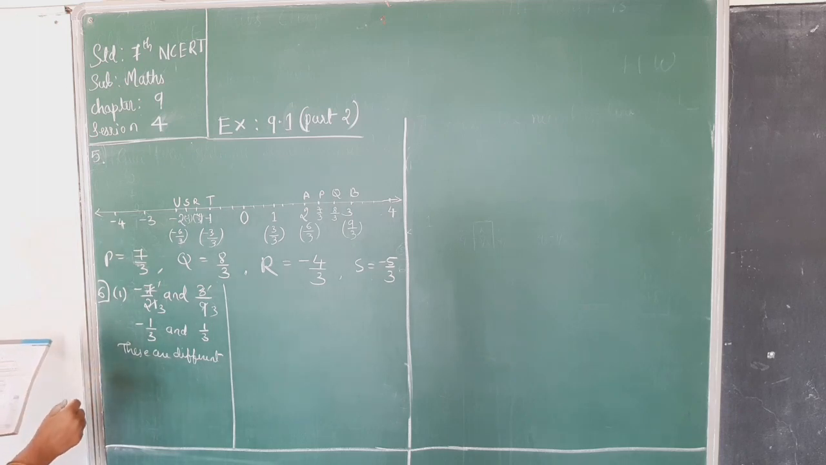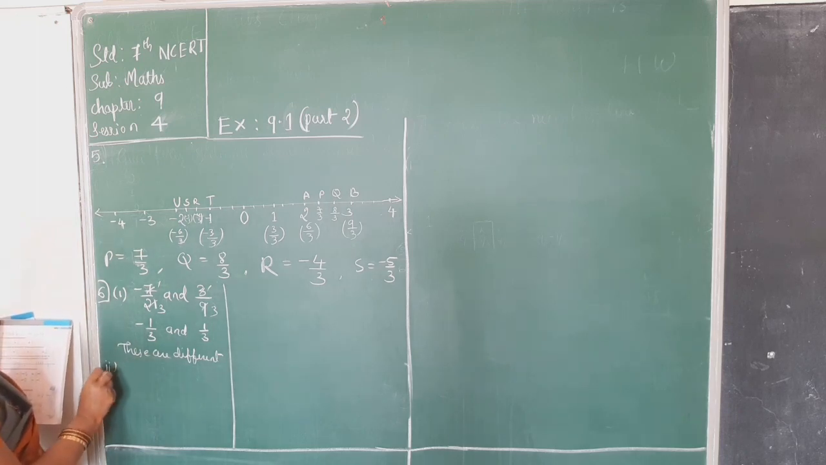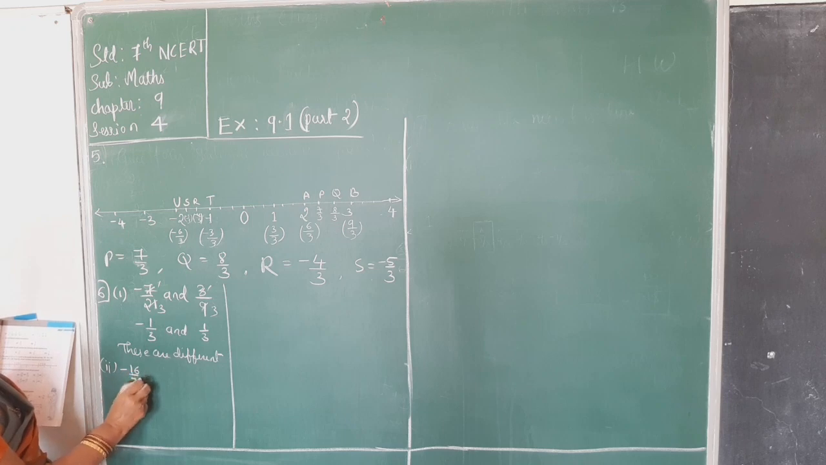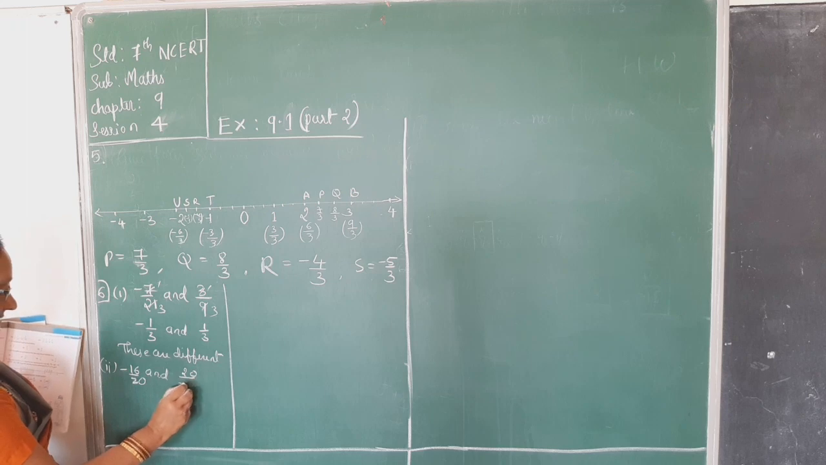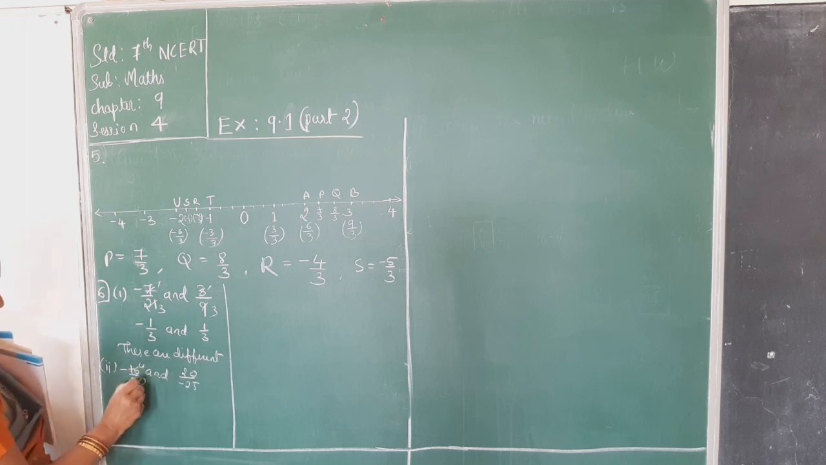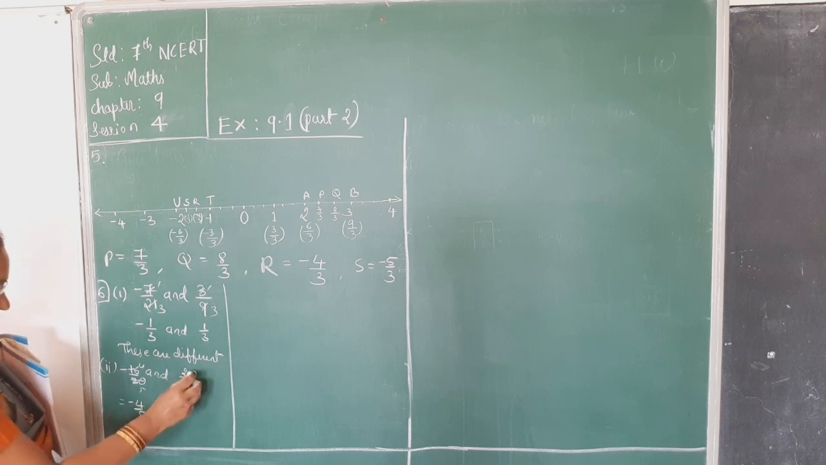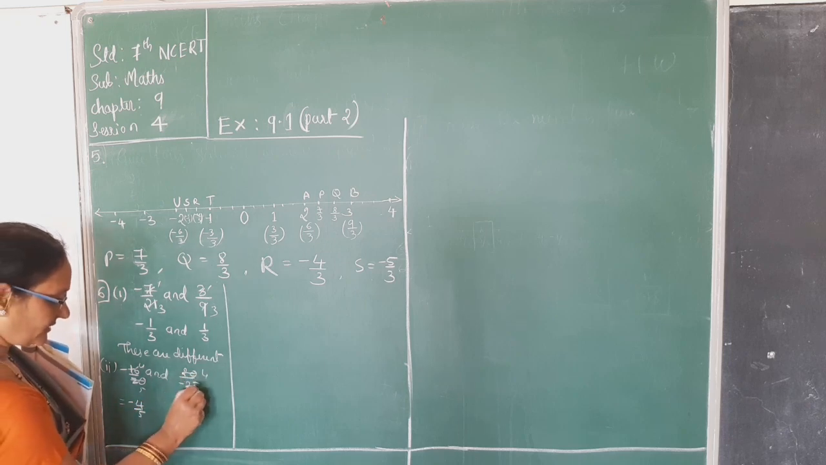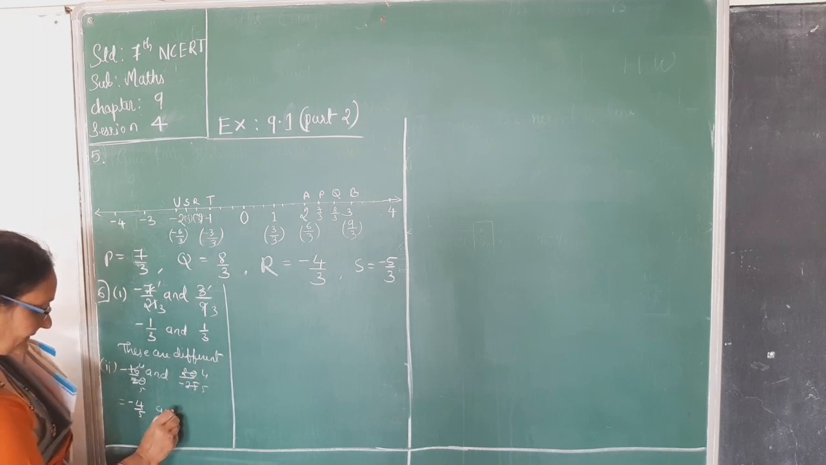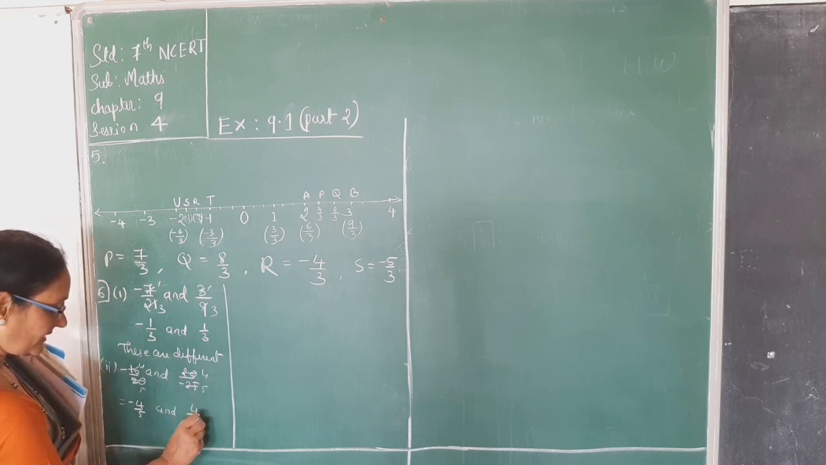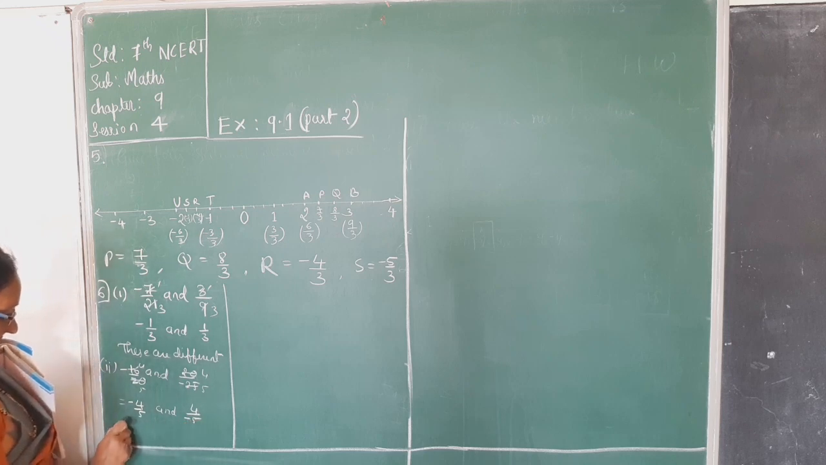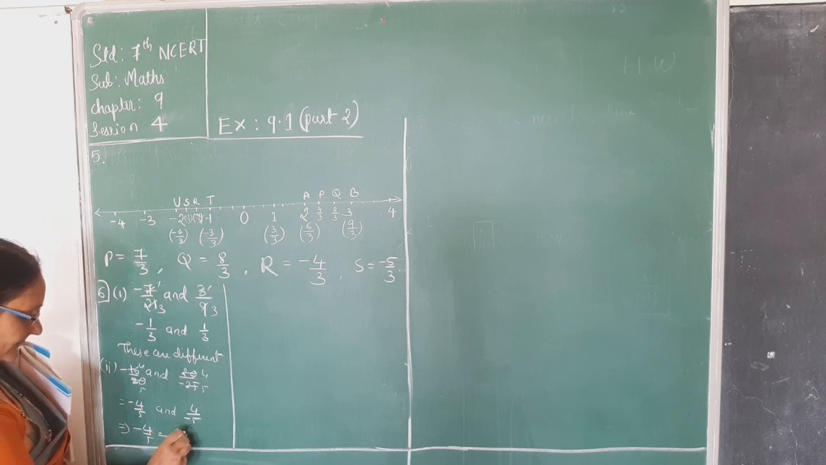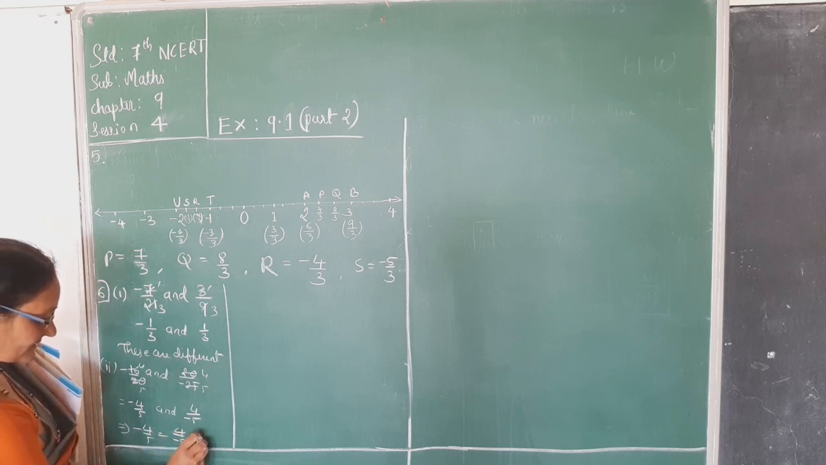Then the second one, what is it? Minus 16 by 20 and 20 by minus 25. See, 4 fours are 16, 4 fives are 20. This is nothing but minus 4 by 5. And this is 5 fours are 20, 5 fives are 25. This is 4 by minus 5. That means minus 4 by 5 is equal to 4 by minus 5, they are the same.